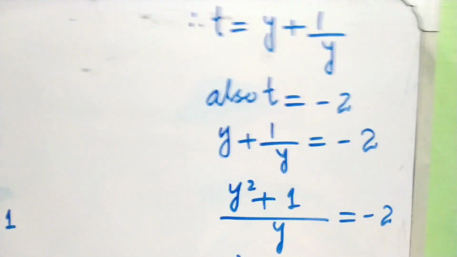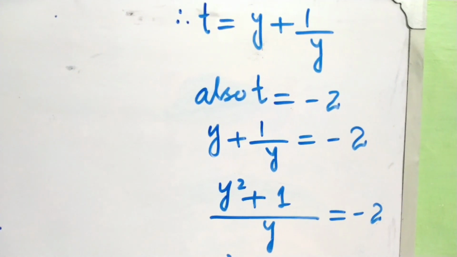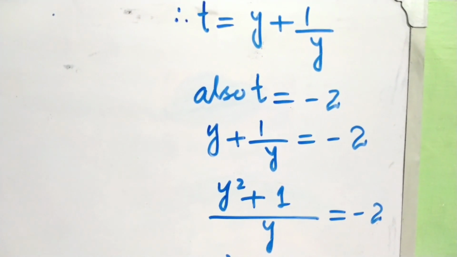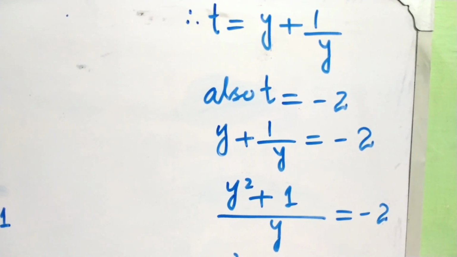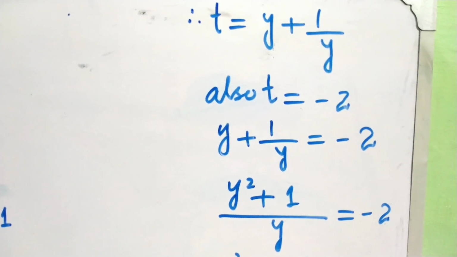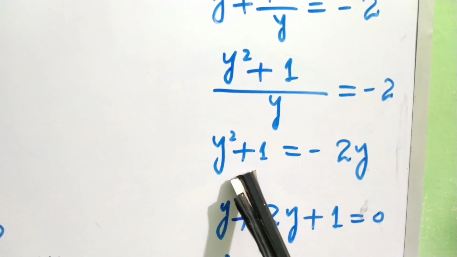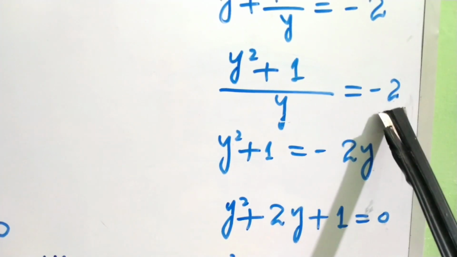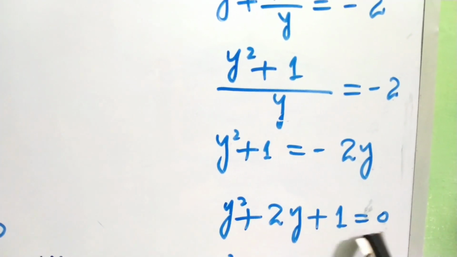t is equal to y plus 1 over y, as we know, and we have taken out the value of t equal to minus 1 by factorization. Now y plus 1 over y is equal to minus 2. So taking LCM, y square plus 1 divided by y is equal to minus 2, as we have done earlier. So y square plus 1 is equal to minus 2y. This y will shift over there, it will be multiplied by minus 2. So y square plus 2y plus 1 equal to 0.